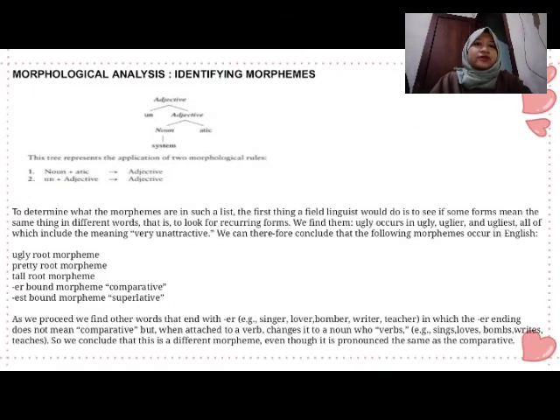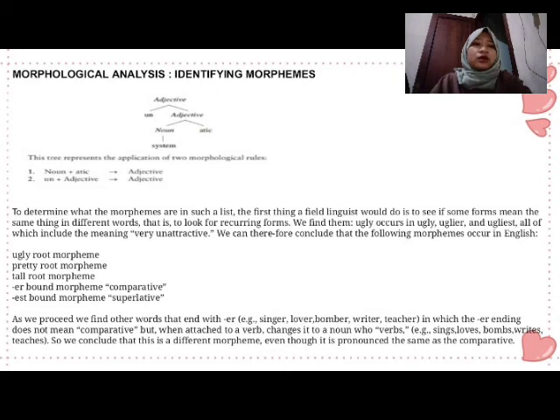And then there's a morphological analysis. Identifying morphemes. You can look at the list. To determine what the morphemes are in such a list, the first thing a field linguist would do is to see if some forms mean the same thing in different words. That is to look for recurring forms. We find that ugly occurs in ugly, uglier, and ugliest, all of which include the meaning unattractive.